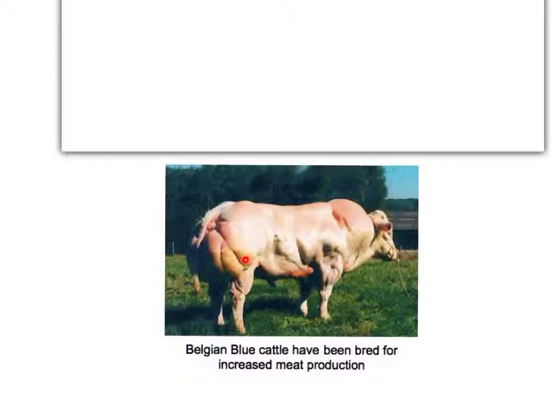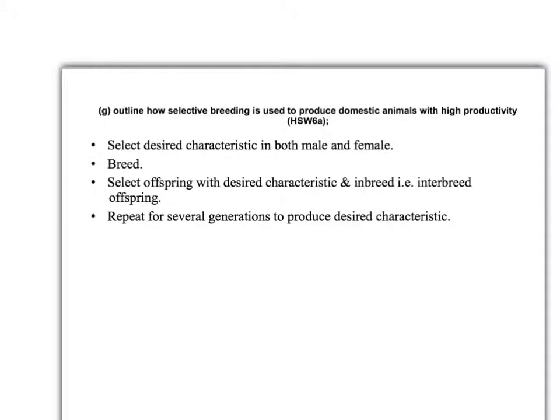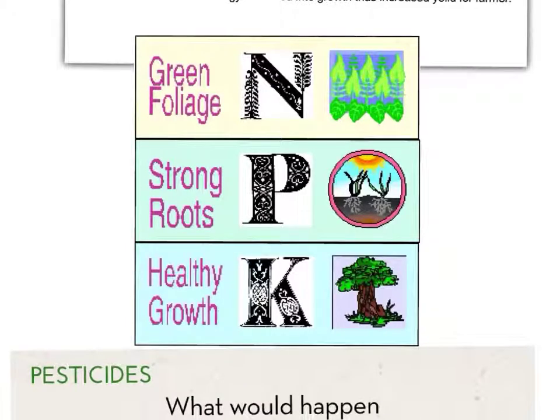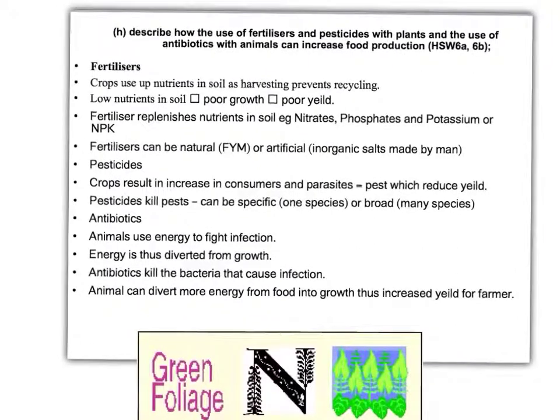So moving on from that, this last slide in this screencast describes how the use of fertilizers and pesticides with plants and the use of antibiotics with animals can increase food production.